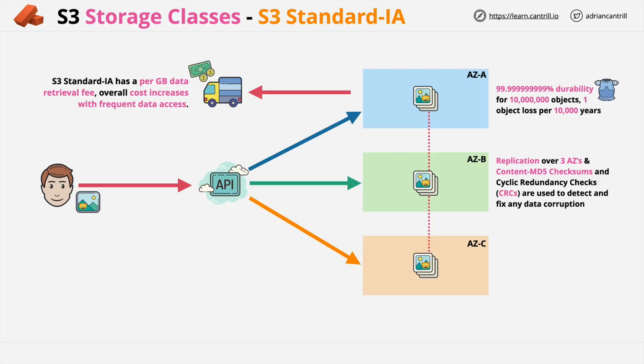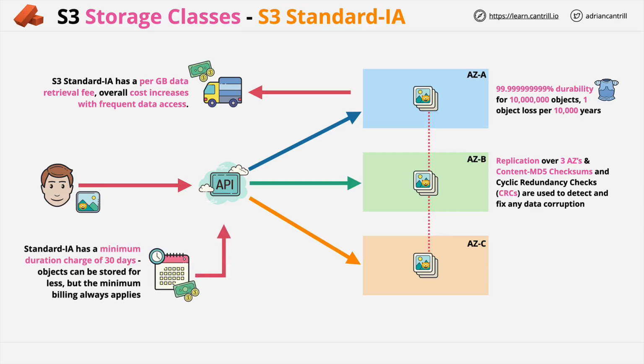So while the costs of storage for this class are much less than S3 standard, that cost efficacy is reduced the more that you access the data, which is why this class is designed for infrequently accessed data. Now, additionally, there is a minimum duration charge for objects using this class. However long you store objects, you're billed for a minimum duration of 30 days.